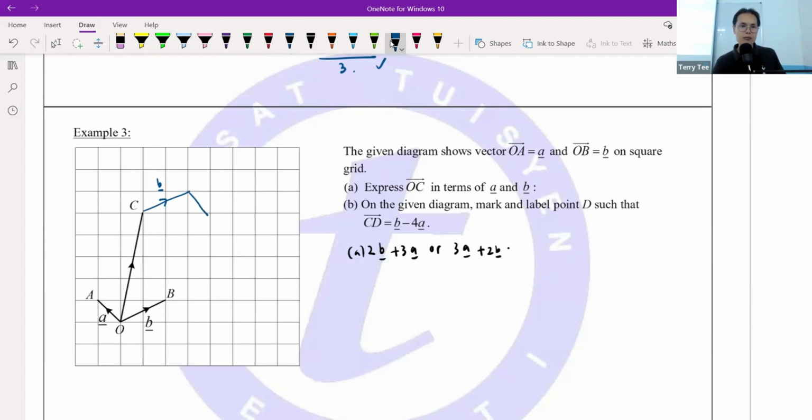Minus A is going down. Negative 1A, negative 2A, negative 3A, negative 4A. So this is negative 4A. So where's your D? Your D will be over here, this point. You're supposed to mark and label, right? There you go, put a dot, label it D here.